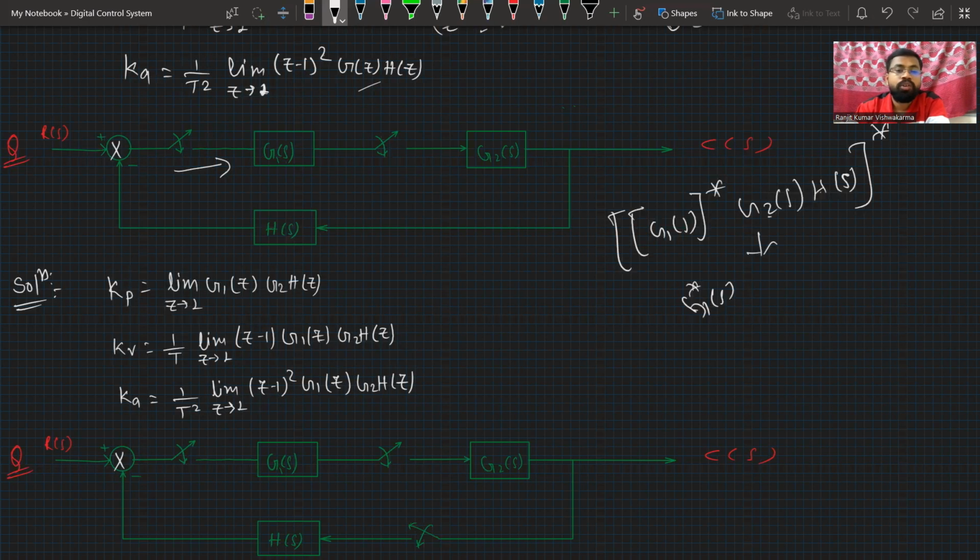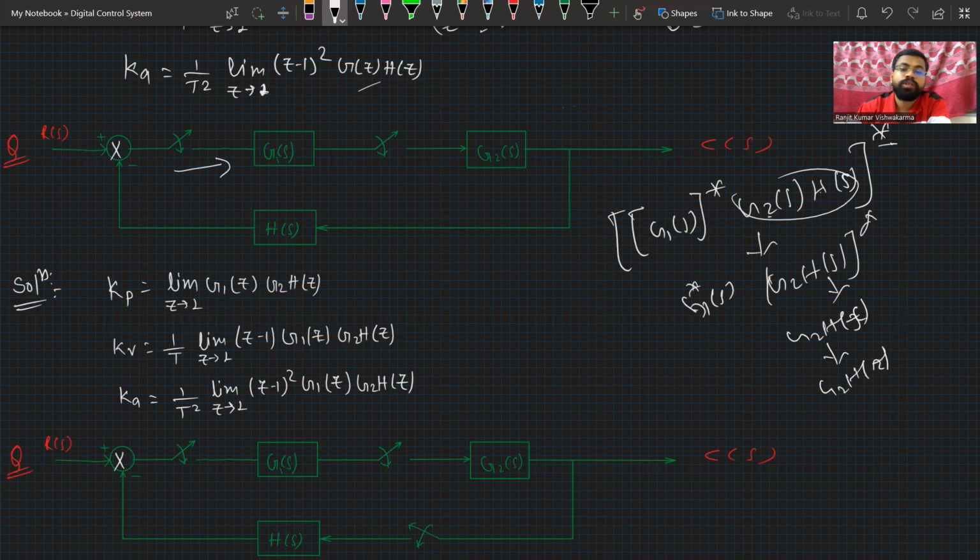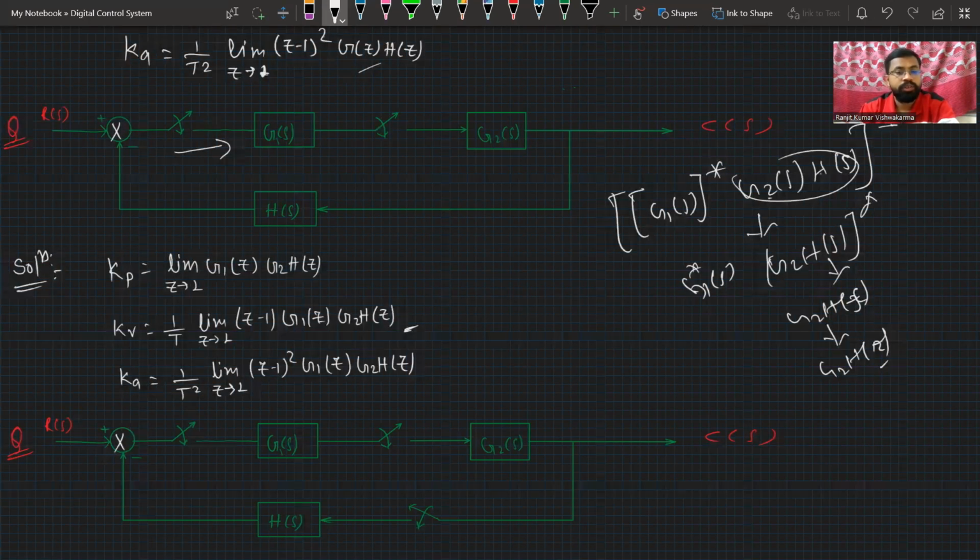So first of all we have to write it as a single function. Why? Because in the whole function star is given. So that's why first of all we have to make G2 H of s. Here is the star, and after that G2 H of z, meaning H of s. After the z transform, G2 H of z. Understood? I have written here G12, and in that way you can calculate.